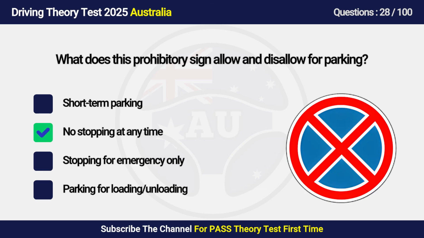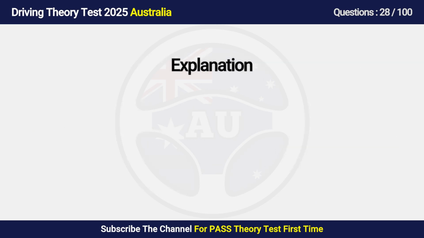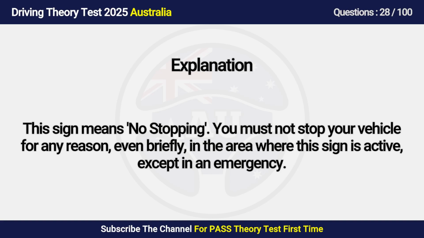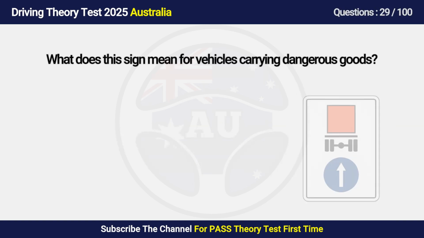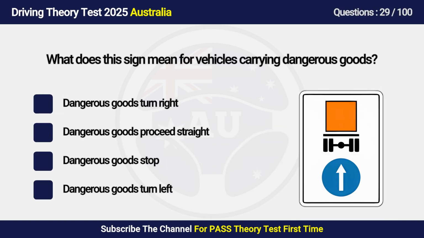Answer is B, no stopping at any time. This sign means no stopping. You must not stop your vehicle for any reason, even briefly, in the area where this sign is active, except in an emergency. Question 29. What does this sign mean for vehicles carrying dangerous goods?